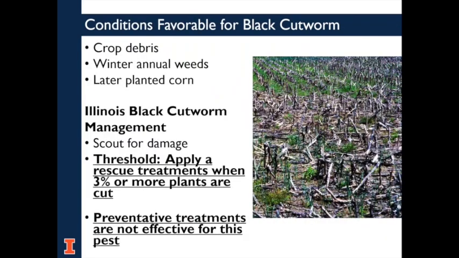Some conditions favorable for black cutworms include crop debris left in the field, winter annual weeds in the field, and late planted corn. These are all attractive egg-laying sites for female cutworm moths. When you're managing cutworms, it's important to know that they're a sporadic pest. They don't attack the same field year after year, so it's important to scout and make sure they're present and causing injury before applying a treatment.